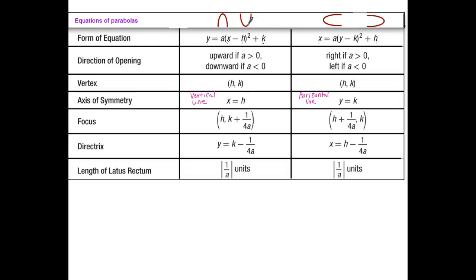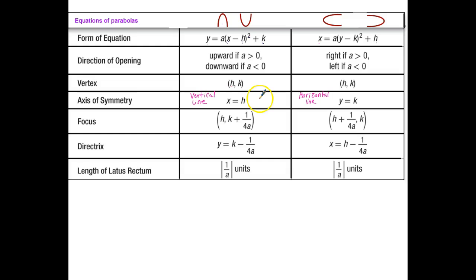Okay? Now, if y was the variable with the second power, or the quadratic power, then you need to use the second form, which is x equals a times y minus k squared plus h. Again, your vertex is h and k, so watch out, because in this form, h and k are flipped, because k is the one that has the quadratic power since it follows the y. But again, your vertex is still h and k.